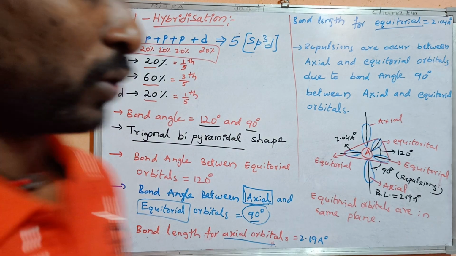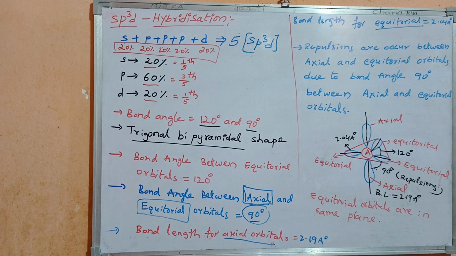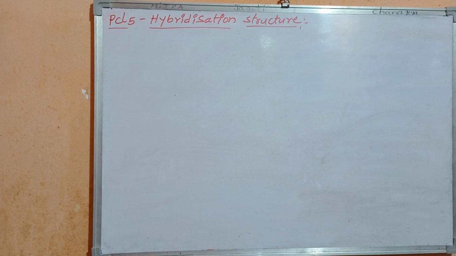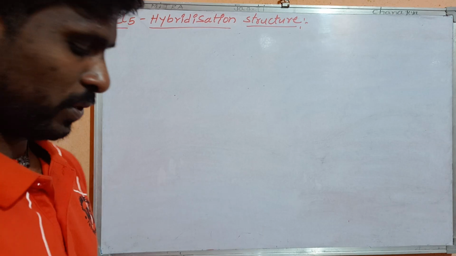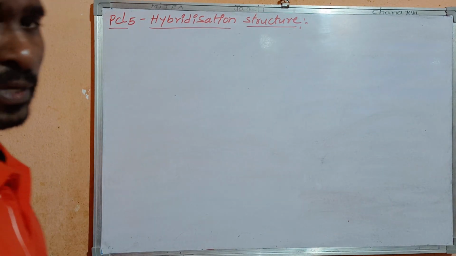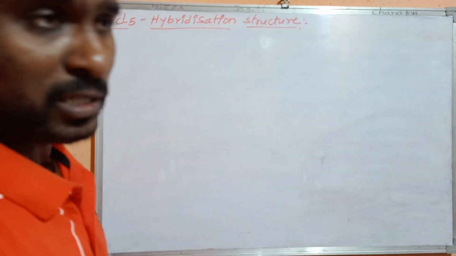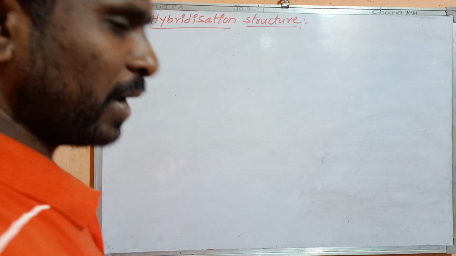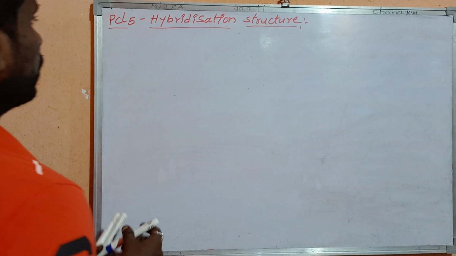We have to discuss an example of sp3d hybridization. The example is PCl5. PCl5 is an example of sp3d hybridization. Okay, friends, now look here.